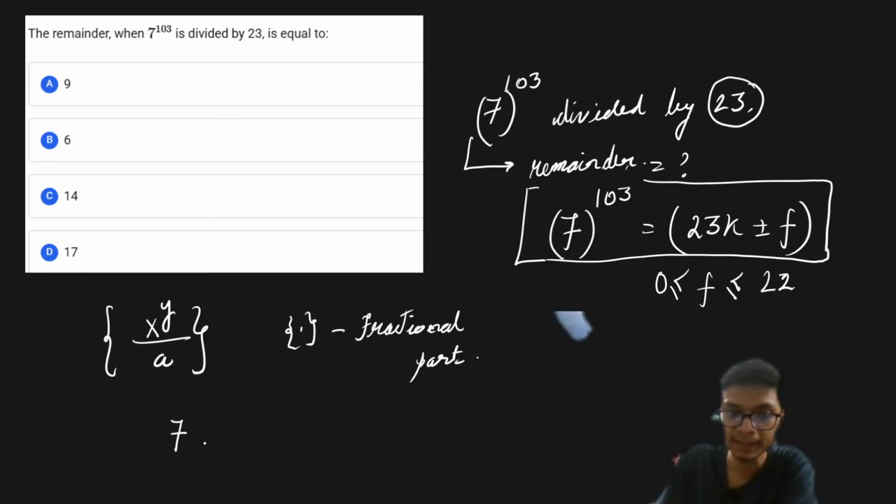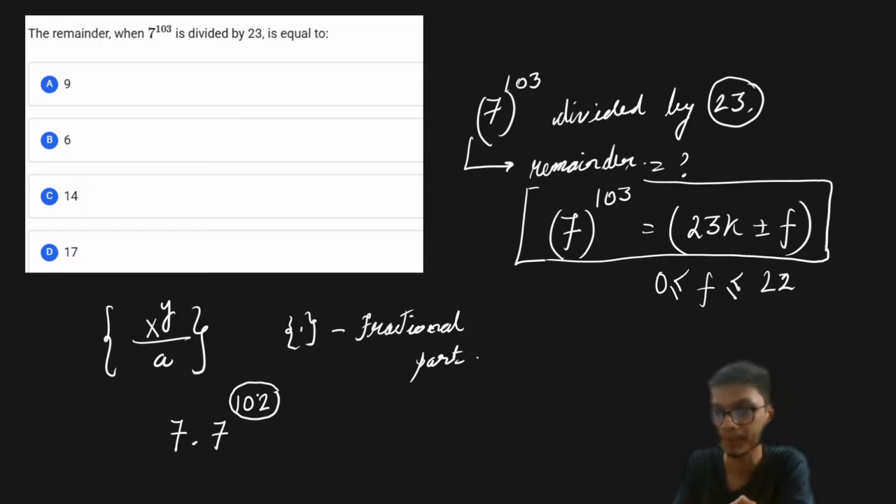So let me see that if I take 7 and multiply, I can also write 7 raised to the power 103 as 7 multiplied with 7 raised to the power 102, right? Along with that, what is interesting over here is that this 102 is divisible by 3, right? Why I'm doing that, you will understand in a minute. So that is what I'm doing over here.